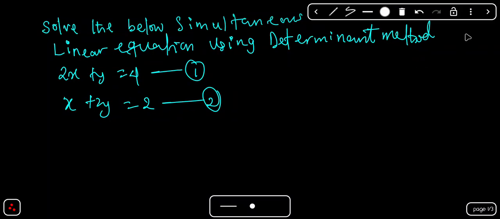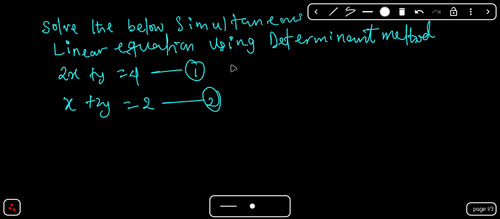So in today's video we have this beautiful problem. It says solve the below simultaneous linear equation using determinant method. Now in my previous video I talked about matrices and how to add two matrices, how to subtract two matrices, and how to multiply two matrices. But what we're gonna do today is to solve a simultaneous equation using determinant method.